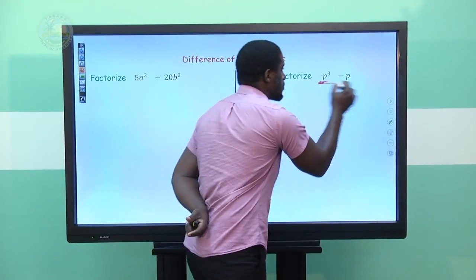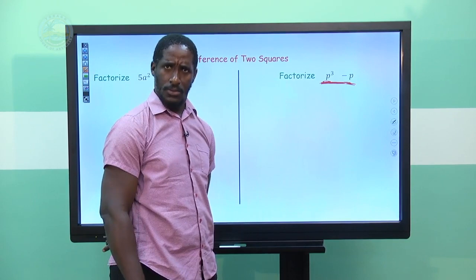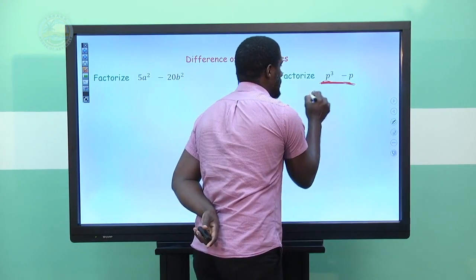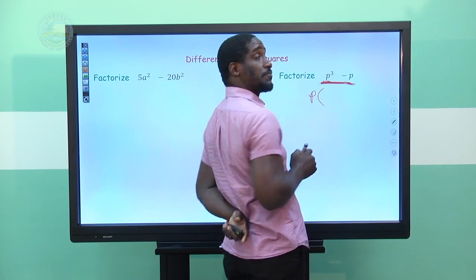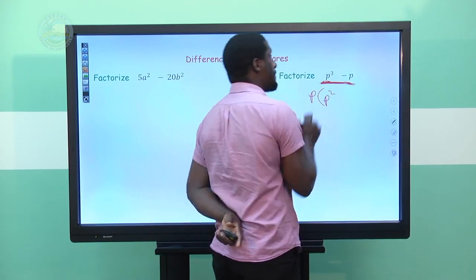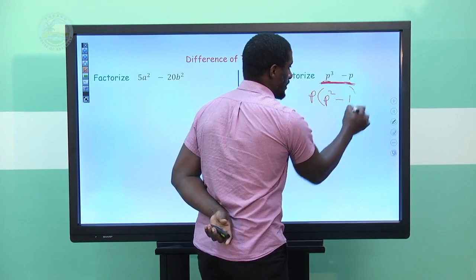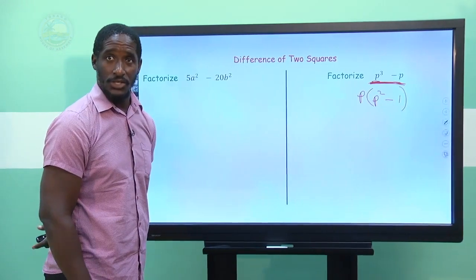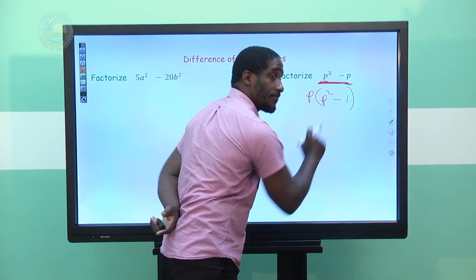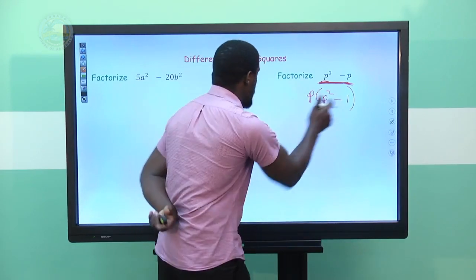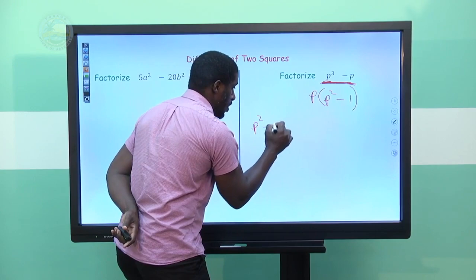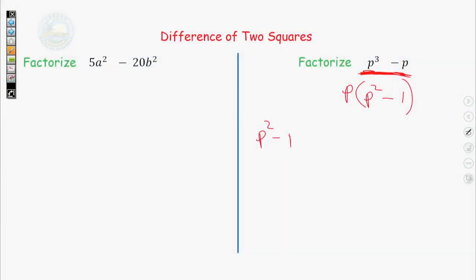So looking across this expression here, do we have a common factor? Of course, p is common. So factoring out p, it's going to be p multiplied by p times what is p cubed? P squared. And p times what is negative p? It's negative 1. Are we finished? Look in the brackets to see if further factorization can be done. Within those brackets, we have p squared minus 1. Is this a case of difference of 2 squares? P squared is p all squared, and 1, as we said before, is 1 squared. So this is a case of difference of 2 squares.